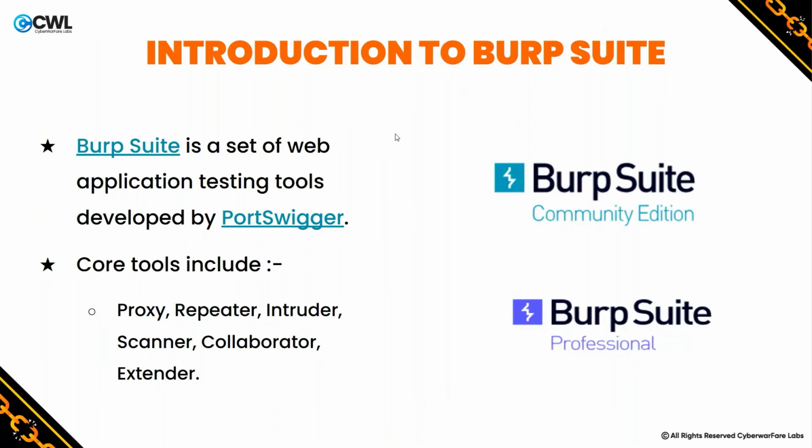Intruder is one of the tools we can use to perform brute forcing. And then extender is just sort of the extensions. Using this extender, we can use either the extensions which are already present in the Burp Suite tool, or we can write our own extensions and use them with the extender. Now, scanner and collaborator. The scanner has very good checks and it checks for vulnerabilities automatically.